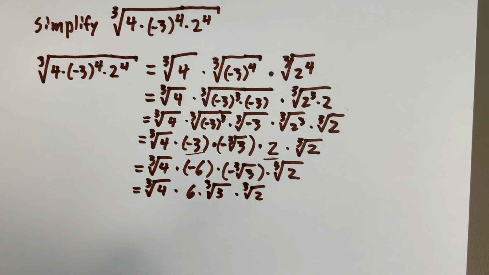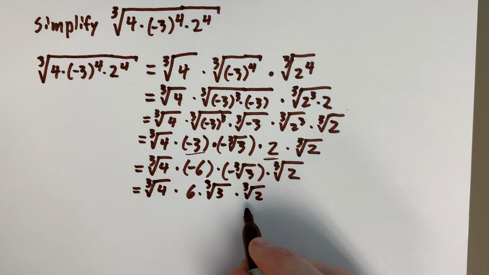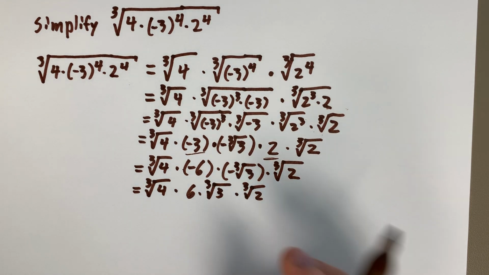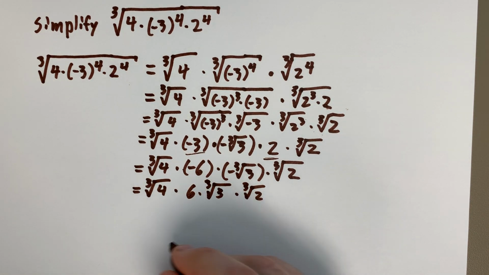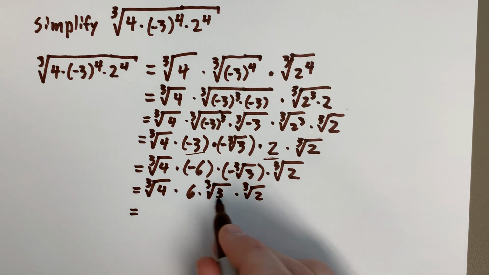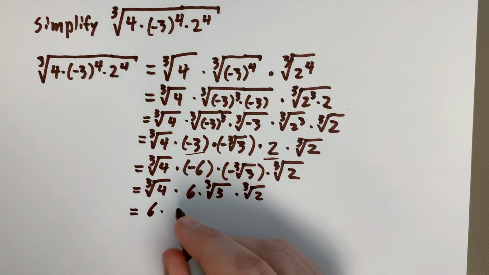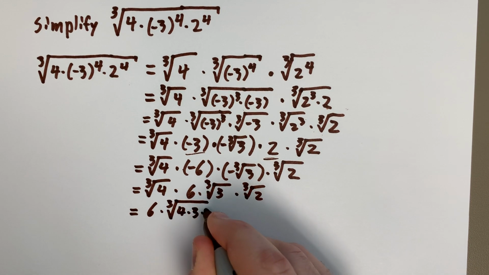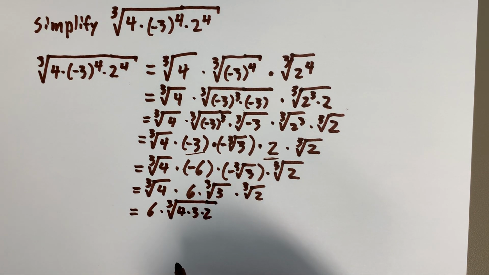Okay. Cube root of 3, cube root of 2 can't be broken down. Cube root of 4 can be broken down into factors of 2. But since we just have cube roots being multiplied here, let's see if we can recombine them and then use a factor tree. So we're going to use the product rule in reverse. It's all the same radicals. We're just going to have them all under one roof now. So we have 6 times cube root of 4 times 3 times 2. Okay? You could combine this so that you get 24 and then use a factor tree.